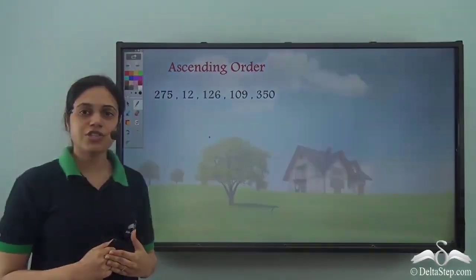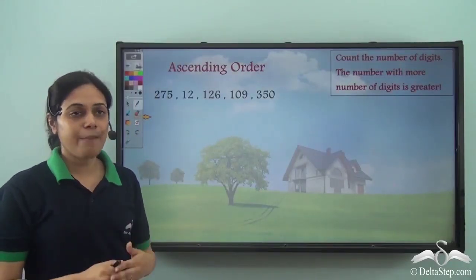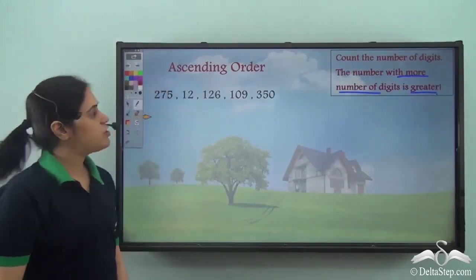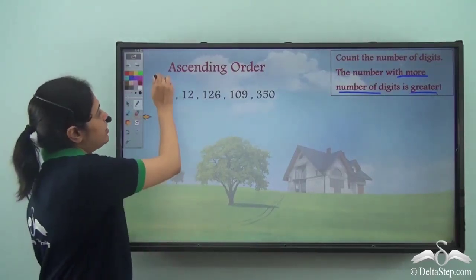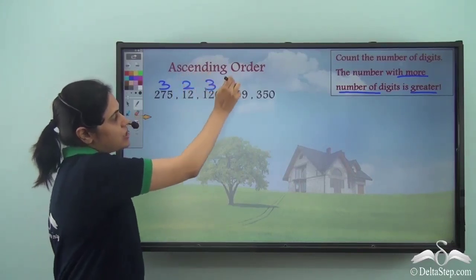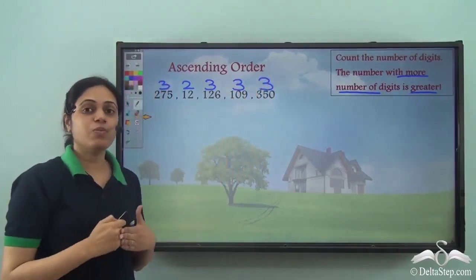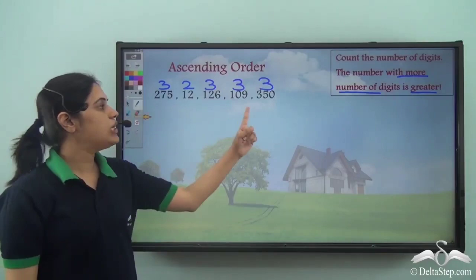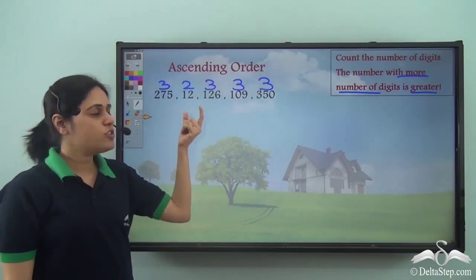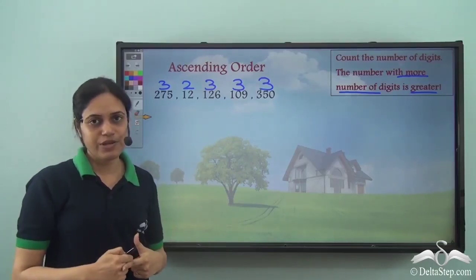So what was the first trick? The first trick was count the number of digits. The number with more number of digits is greater. So let's count the number of digits. This has 3 digits. This has 2 digits. This has 3 digits. 3 digits. 3 digits. So the number with more digits, that is all the 3-digit numbers, will be greater than the 2-digit number. So the 2-digit number, which is 12, will be smaller than all the 3-digit numbers.